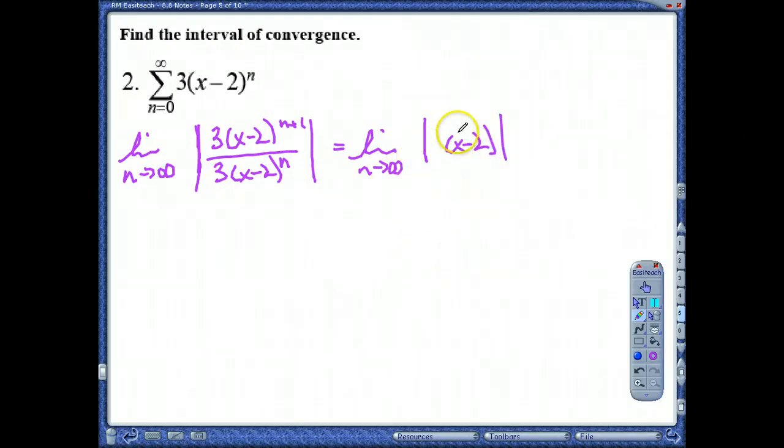Now I want to know when this limit is going to be less than 1 to be convergent. This time the x does matter. This limit is going to be less than 1 when the absolute value of x minus 2 is less than 1, because I don't have any n's left to increase to positive infinity. So I am literally going to be convergent when this happens.